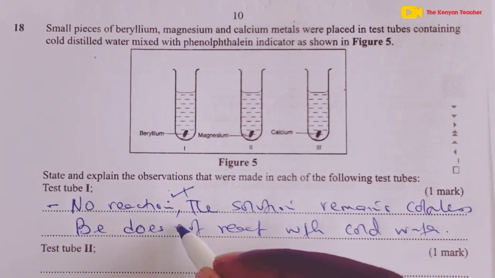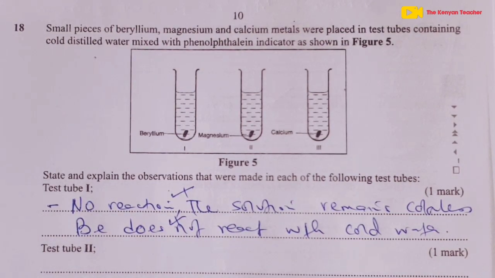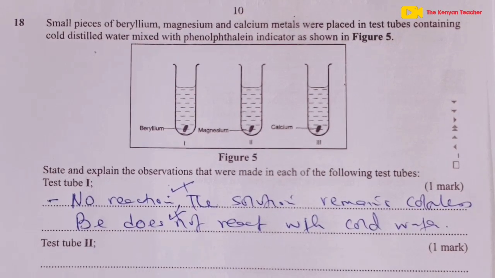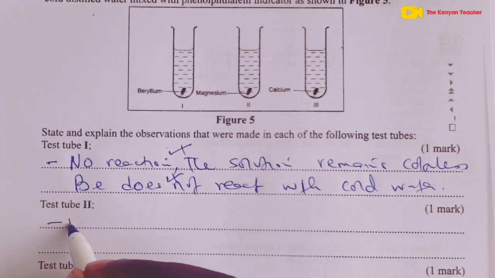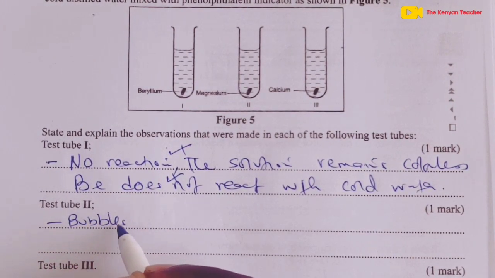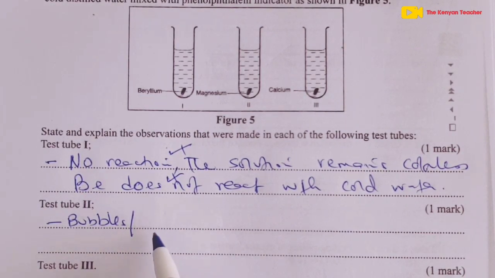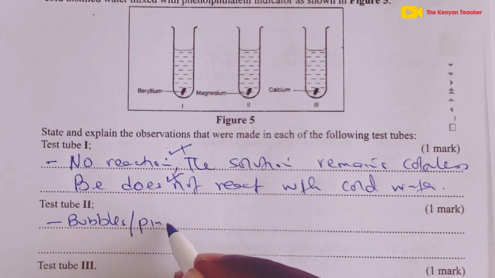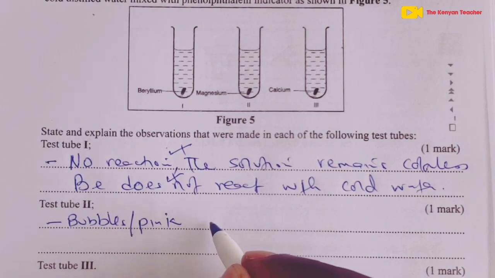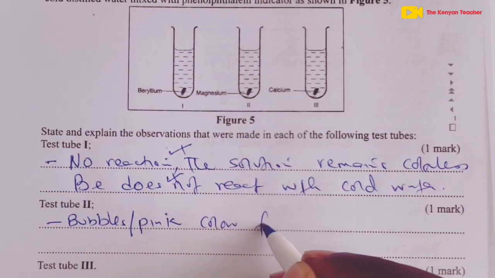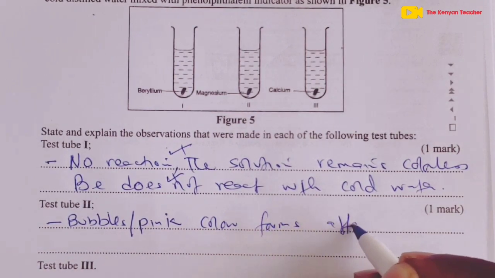For the next half mark, moving on to test tube 2, where we now have magnesium, we expect now some bubbles, very tiny ones, and again on the indicator, the solution would be pink this time because we are using phenolphthalein. This is due to formation of an alkaline solution. So we will see tiny bubbles or pink color forms after some time.